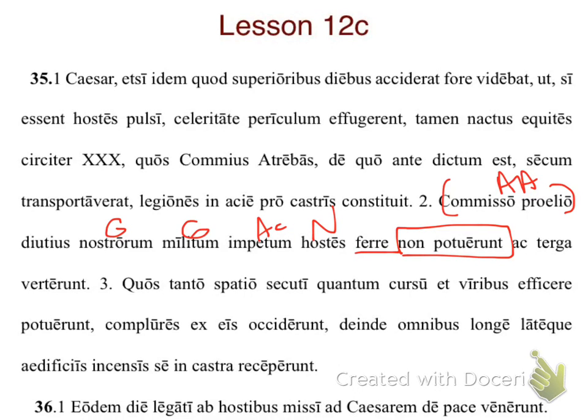Okay, so we start off with an ablative absolute here. Our main verb is potuerunt. Okay, how do you know that this verb takes a complementary infinitive? Because potuerunt takes a complementary infinitive. Yeah, you need something that completes the action of the main verb.